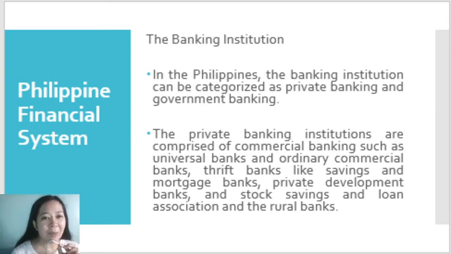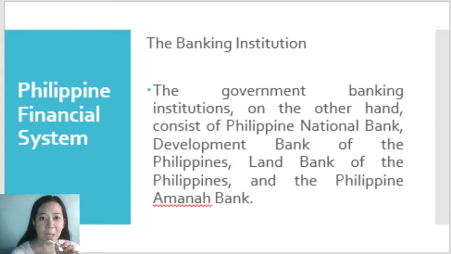When we say private banking, these institutions are comprised of commercial banks, such as ordinary commercial banks. We also have thrift banks like savings and mortgage banks, private development banks, and stock savings and loan associations, as well as the rural banks. So we will go through each of them later.